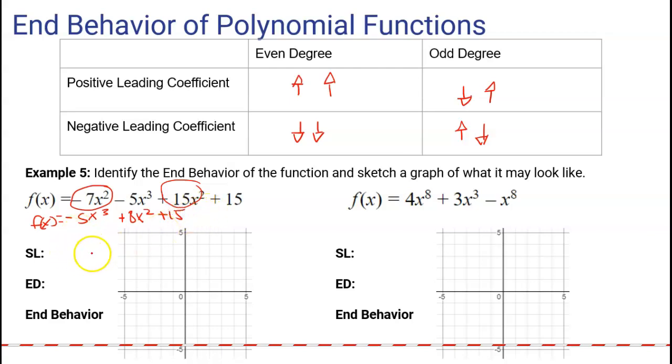My sign of lead coefficient is -5, which is negative. And my evenness of degree is 3, which is odd. I'm going to look back up here, and I have a negative and an odd, and so that is going to look something like this.